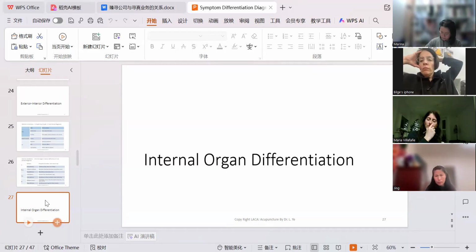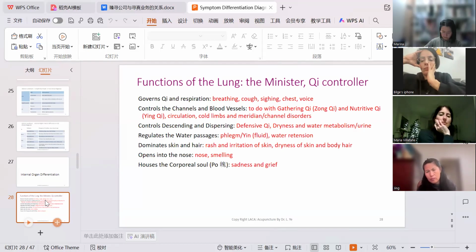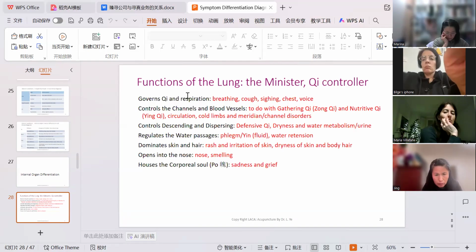Then internal organ differentiation. Under this, we'll give you some summaries of each of those organs. For example, we know the functions of the lung. The first one is the lung. We call it the minister, the qi controller. It governs the qi and respiration. These are the symptoms in red: breathing, cough, sighing, chest, and voice. These are the key words related to the lung's functions.